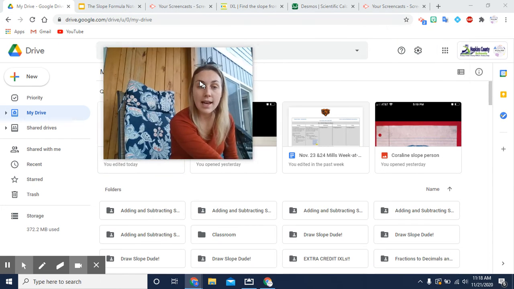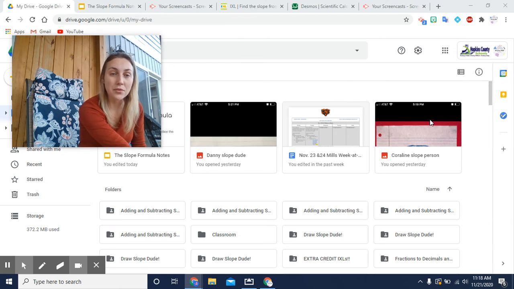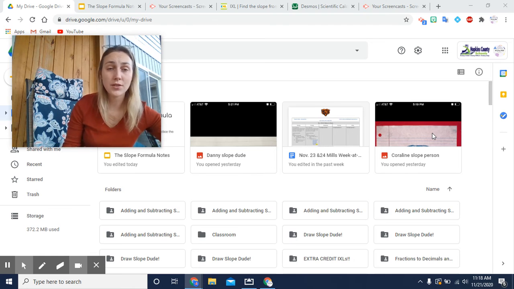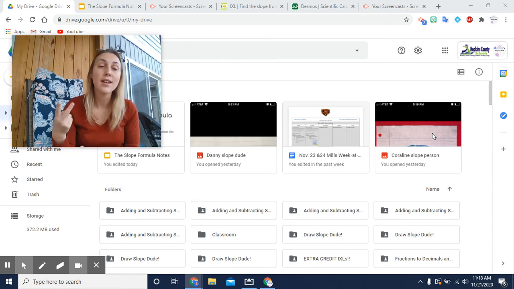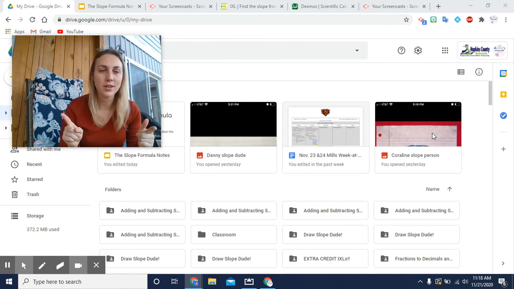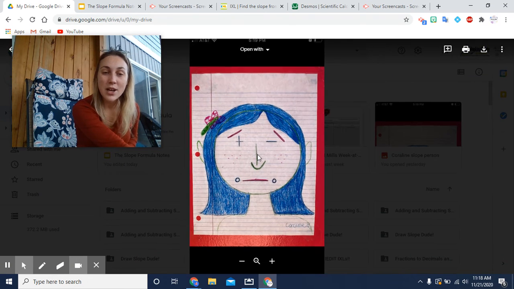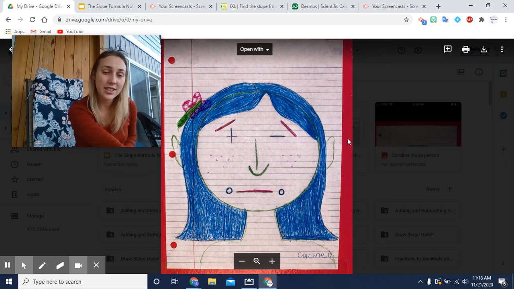The first one I have is the first person who turned it in. They're getting an honorable mention because, first of all, their slope person's really good, and second of all, it was the first person to turn it in, so I thought that was cool too. So the first one we have is this one right here. This is Coraline. This was done by Jakia Hendricks.